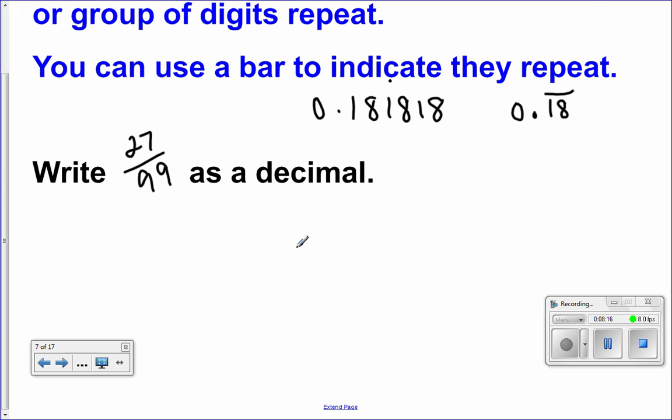So again, we're going to use long division, and we'll also use our calculator. So I have 27 goes inside the house, 99 goes on the outside. So I want to know how many times can 99 go into 27? Well, it can't. So I have to add a decimal and add a 0. So now, how many times does 99 go into 270? Well, it goes in 2 times to get 198.